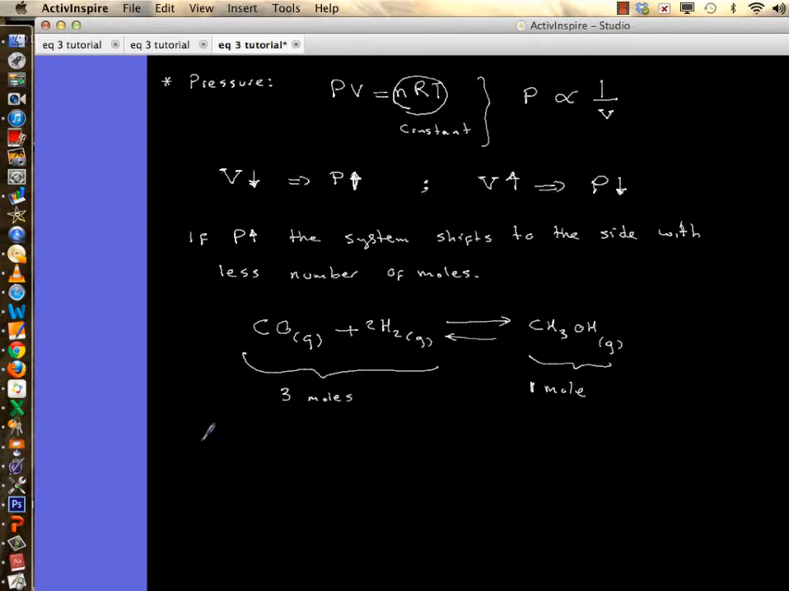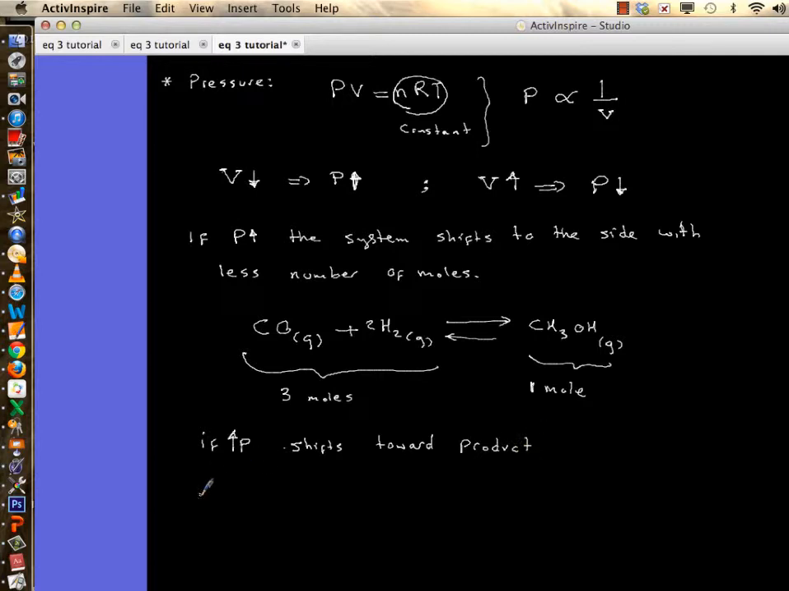Now, what happens if pressure increases? If pressure increases, I move to the side with less number of particles, 1 mole, in order to give you more moles, more n, to compensate for the pressure, to bring it back to life. So if pressure increases, it shifts toward the methanol product.